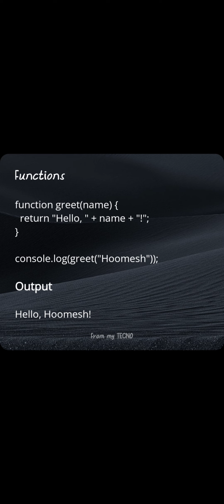You can see the functions example code here. function greet(name) returns "Hello " plus name and an exclamation mark. We're using concatenation here. After that we print console.log(greet("Umesh")). Here greet("Umesh") is where we call the function. The output is Hello Umesh.